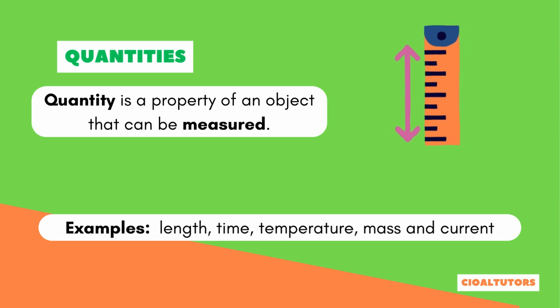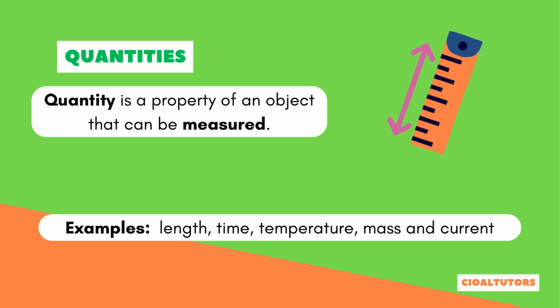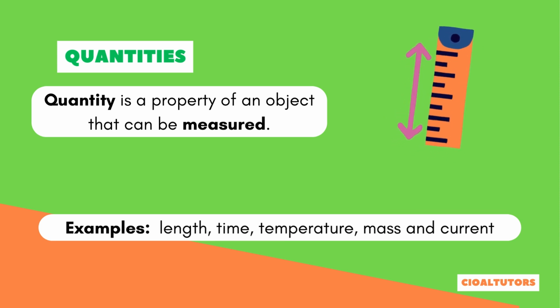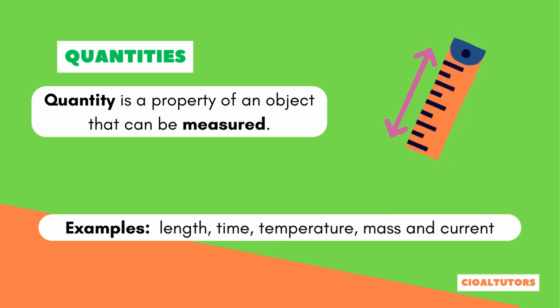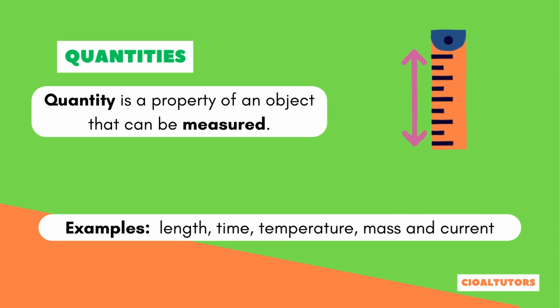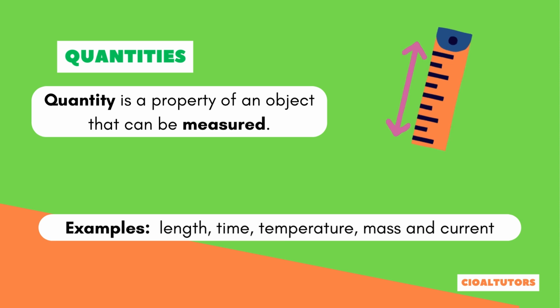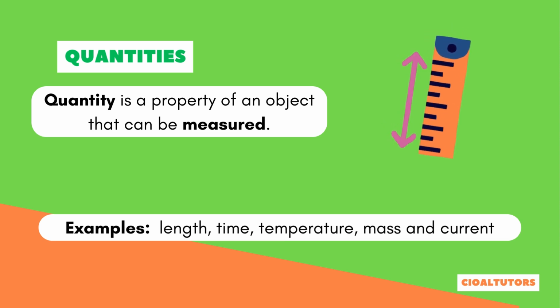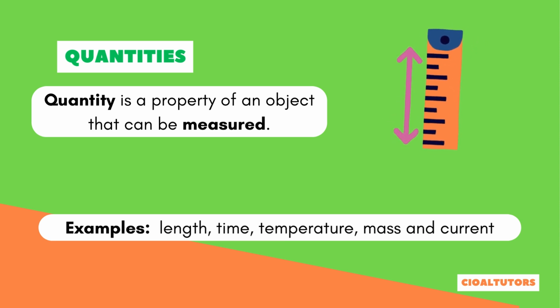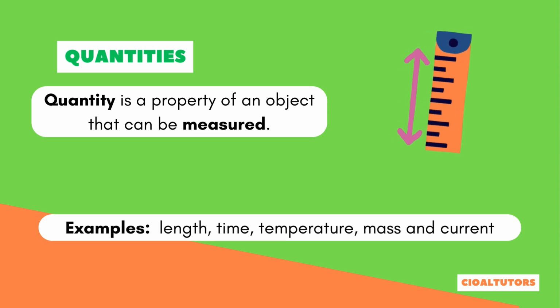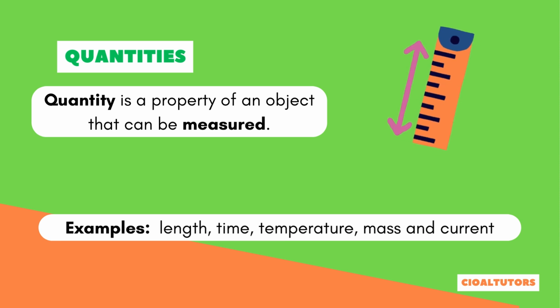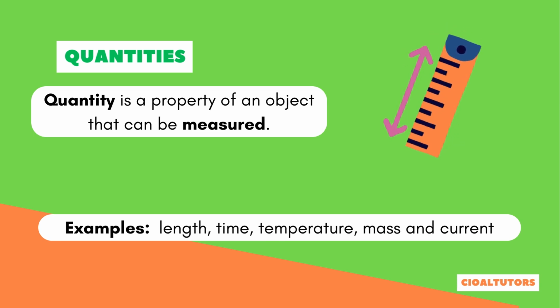For example, length can be measured in meters or kilometers, time in seconds or minutes, and temperature in Kelvin or Celsius. These quantities are expressed with units. Quantities that can be measured numerically, such as length or time, are called physical quantities. However, properties like color, which can't be measured numerically, which means in numbers, are not considered physical quantities.